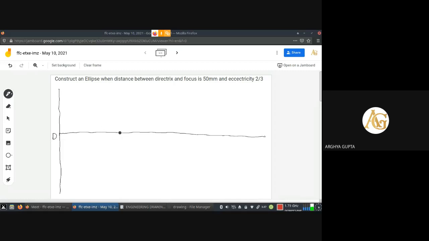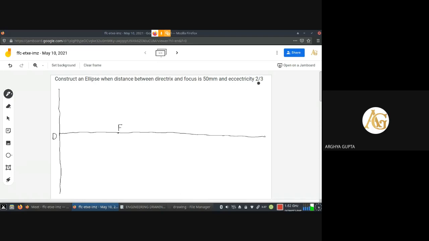Another point is to be marked here, F. So that will be the focus. And D to F is 50 mm. Now eccentricity is given as 2 by 3, so the vertex will have to be taken here. The vertex point will be the starting point of the curve. So between D and F there will be another point V, the vertex.